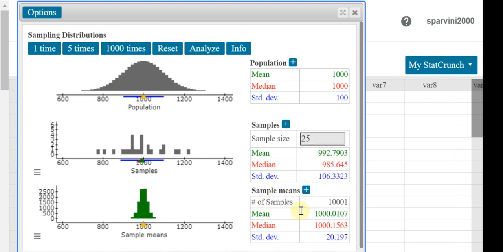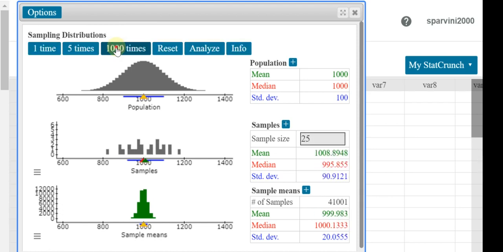There you go. Look at the mean, 1,000. Look at the shape. Almost exactly normal. It's already approximately normal. And look at the deviation. Remember, I was expecting 20, and it is 20. And again, you can make it happen. Go higher, higher, higher. I'm going to go to 50,000 samples.